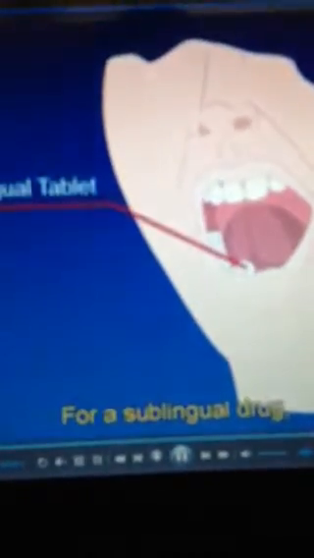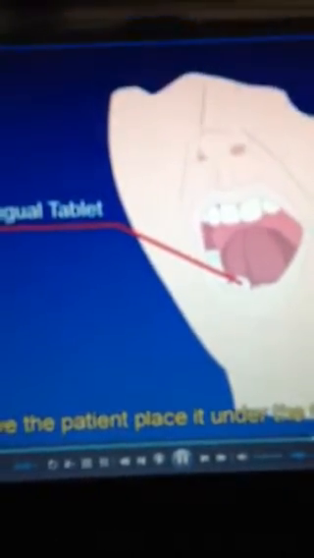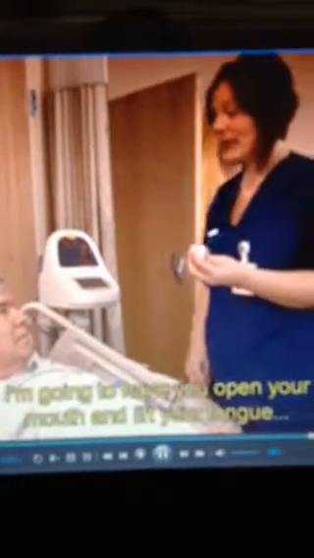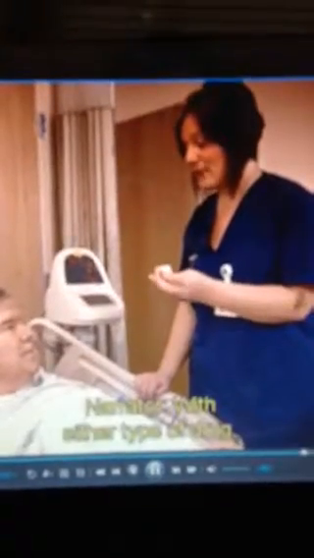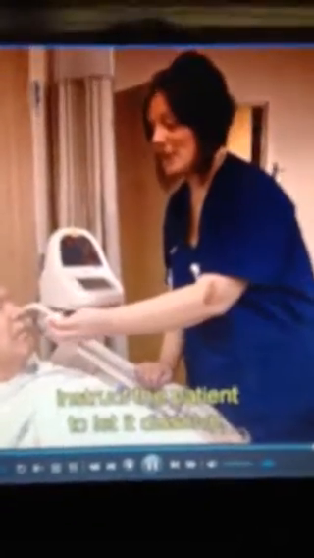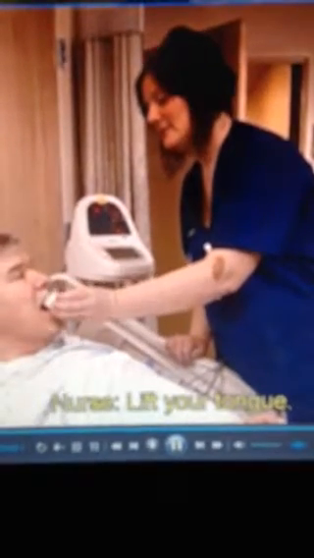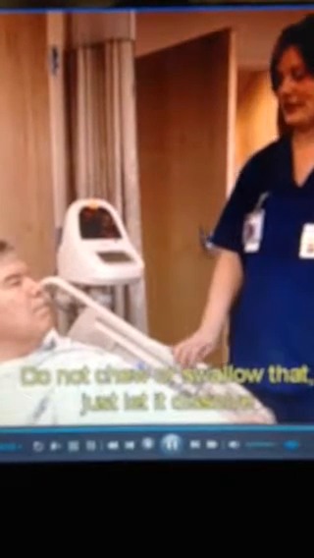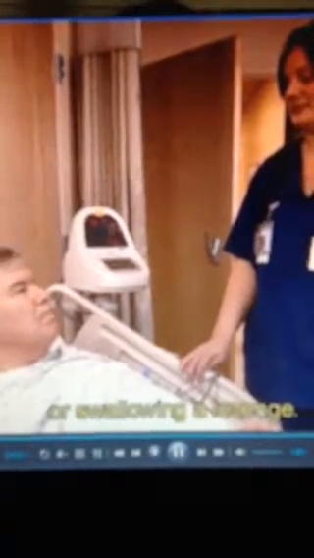For a sublingual drug, have the patient place it under the tongue. For a buccal drug, have the patient place it against the mucous membranes of the cheek. Mr. McGee, I have some medication for your chest pain when it goes under your tongue. I'm going to have you open your mouth. With either type of drug, instruct the patient to let it dissolve and warn against swallowing it. Lift your tongue. Do not chew or swallow that. Just let it dissolve under your tongue. Similarly, caution against chewing or swallowing a lozenge.